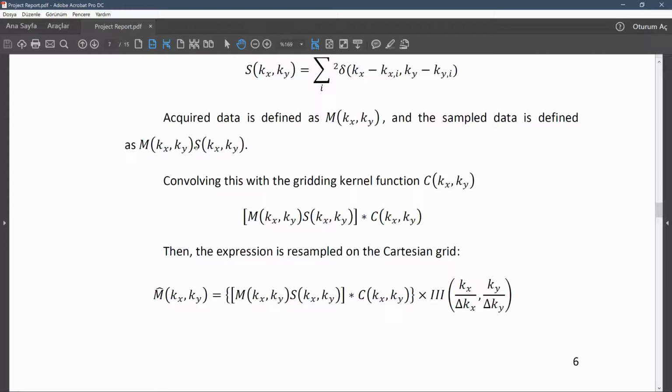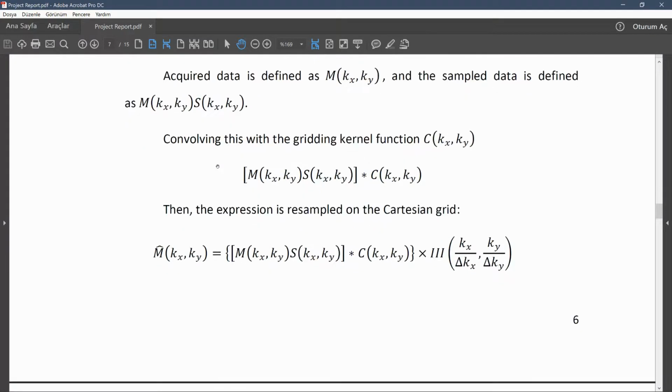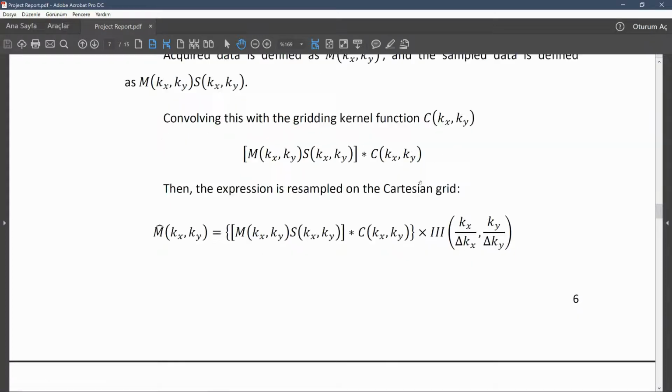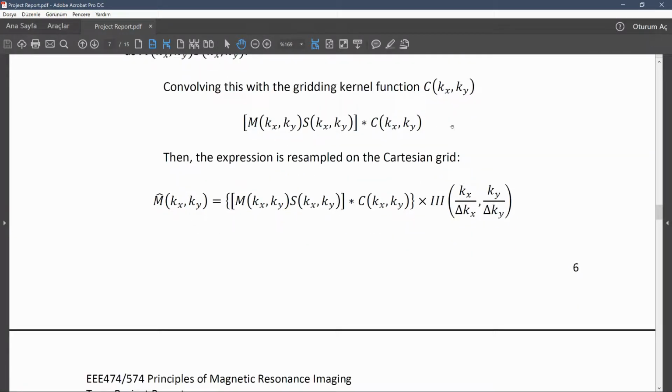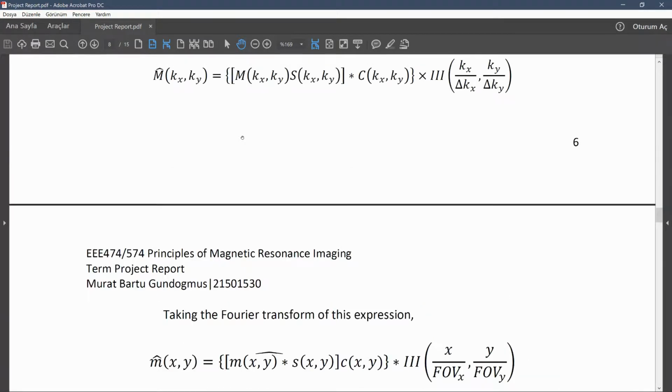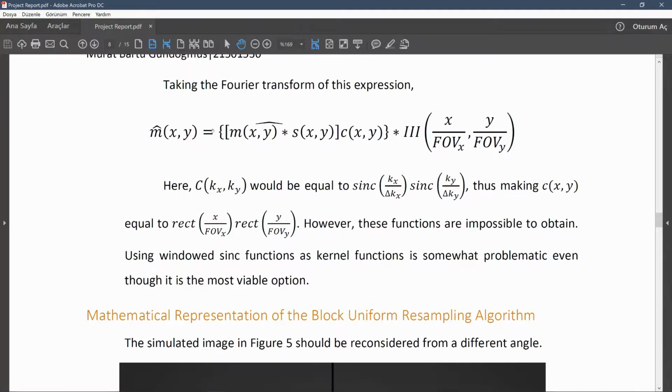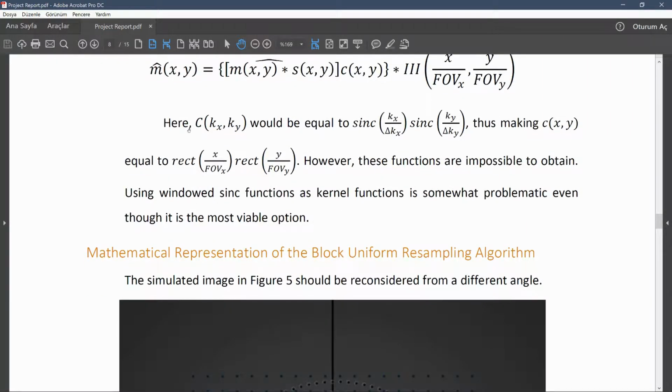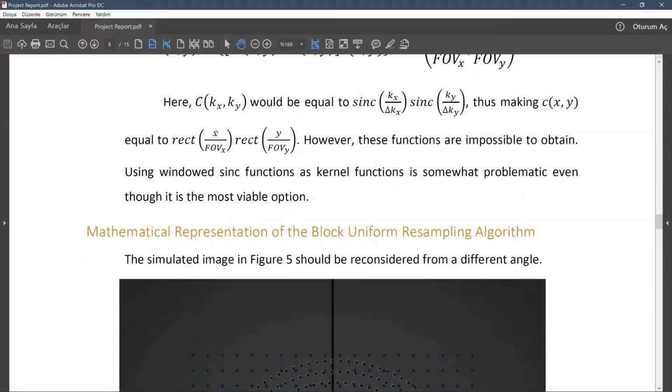This is the sampler in the non-Cartesian domain. The acquired data, after being sampled, is convolved with the gridding kernel function. Then this expression is resampled on the Cartesian grid. After taking the inverse Fourier transform of this expression, the result is obtained. Here, the convolution kernel function would be equal to the sinc function, thus making its inverse Fourier transform a rectangular function. However, since the sinc function extends to infinity, this cannot be applied in real life. Therefore, a windowed sinc function is used instead.